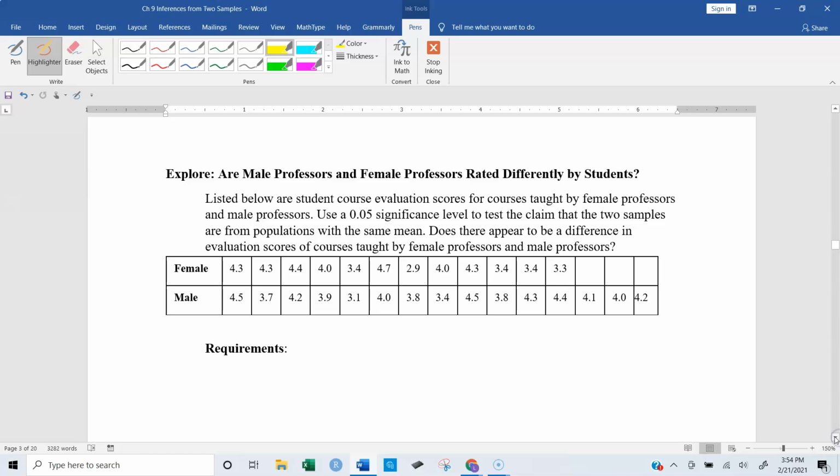All right, here is our example. We have male professors and female professors. We have their ratings down below. These are student course evaluation scores for them. Between the female and the male professors, we want a 0.05 significance level to test the claim. We want to know if there appears to be a difference of evaluation scores of the courses taught by female professors and male professors. So you need to type these both into StatDisk. You will need to do your data assessment and get your means, and then fill in the bottom. So pause and do your work.